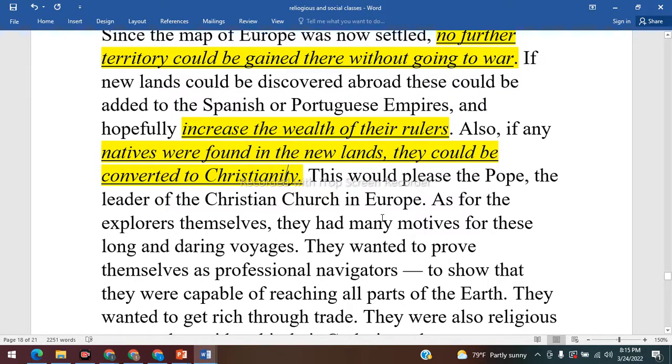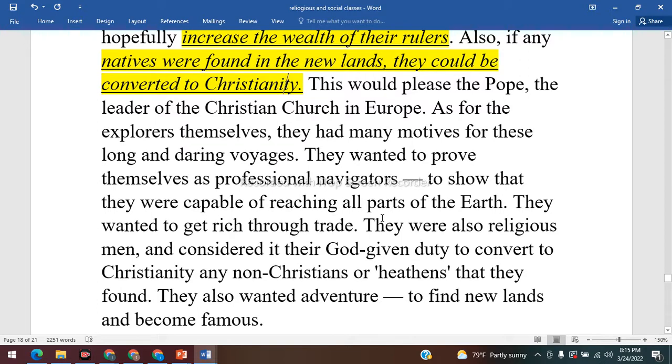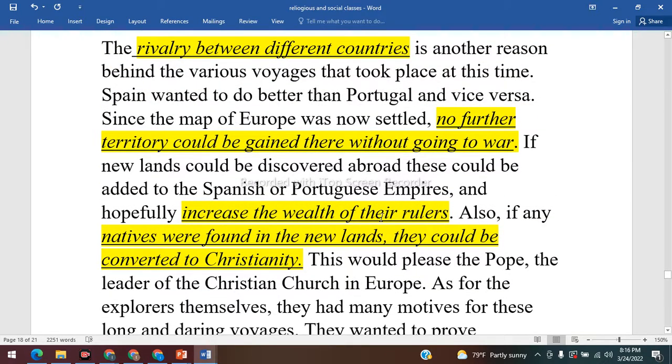So that's when it comes to the administration, the people who were in charge: the king, the queen, and the country. They wanted to increase their wealth. They had controversy or rivalry with different countries. They wanted to avoid war. That's when it comes to the kings, the queens, the nation itself. That's why they wanted to do these voyages.